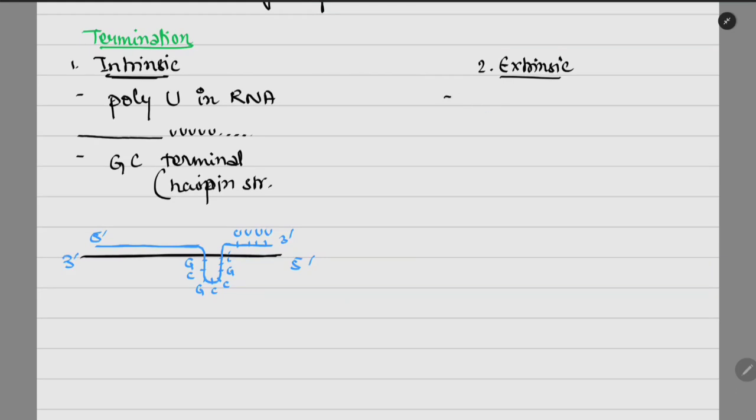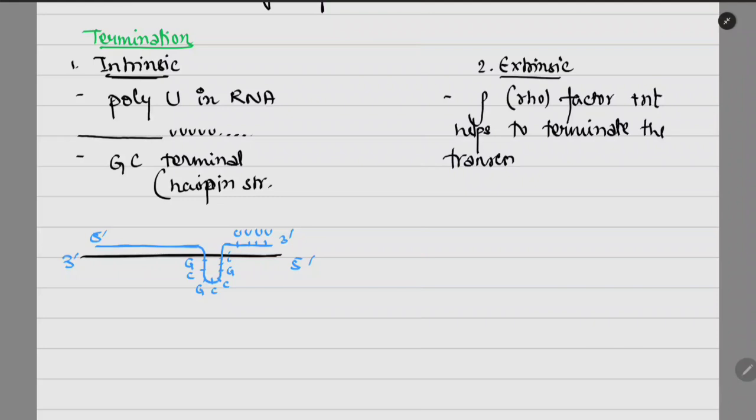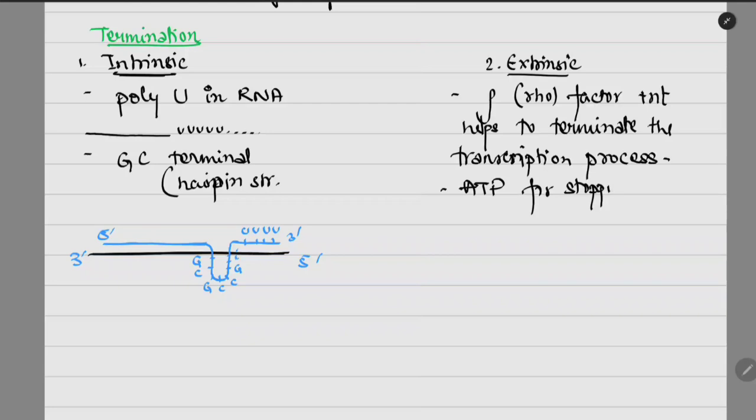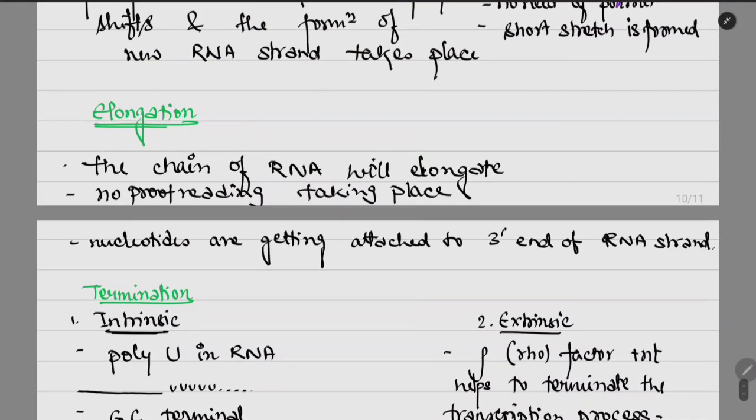Now extrinsic factor means there is presence of rho factor. Okay, rho factor helps to terminate the transcription process. Now this requires ATP for stopping. Okay, so the three steps are the initiation, elongation, and termination.